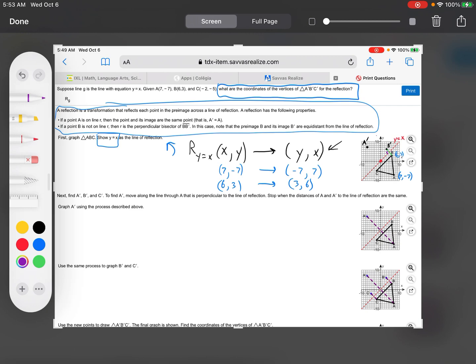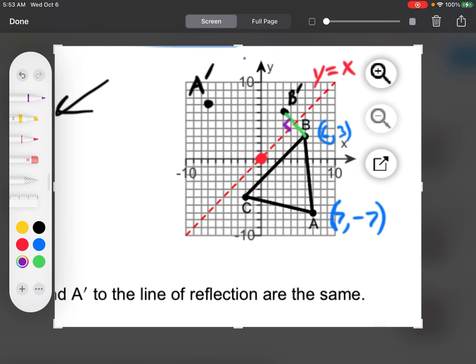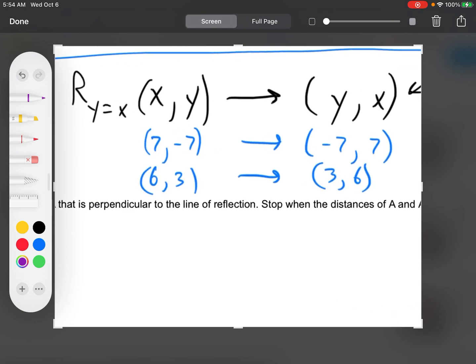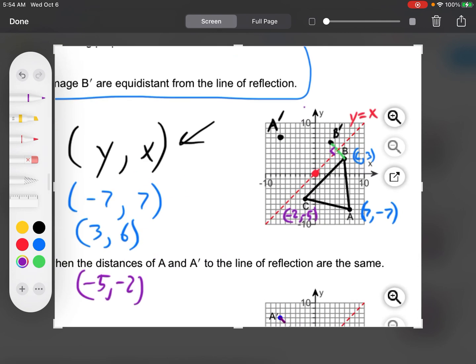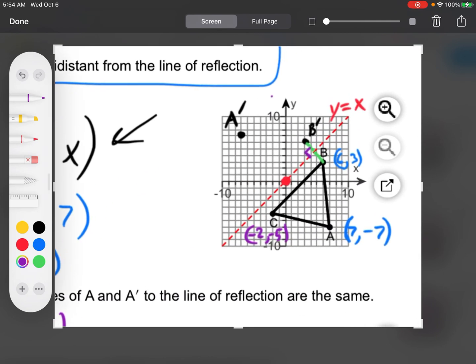Okay. And then you would do the same thing for C. So the coordinates of C are -2, -5. A reflection across the y equals x line would be -5, -2. So let's go find -5, -2. This would be -5, comma -2.